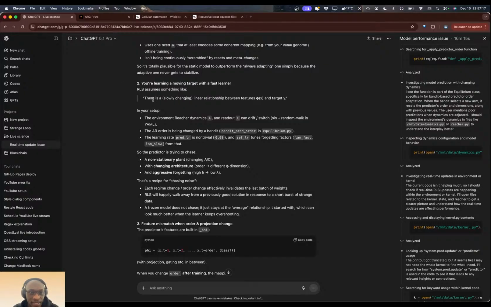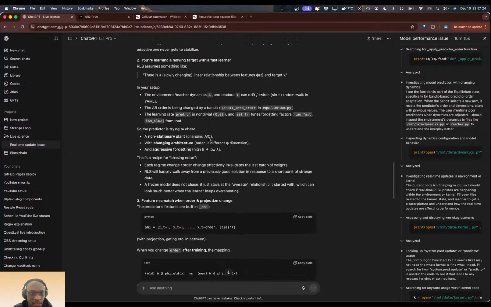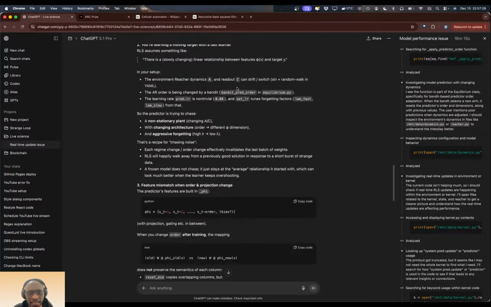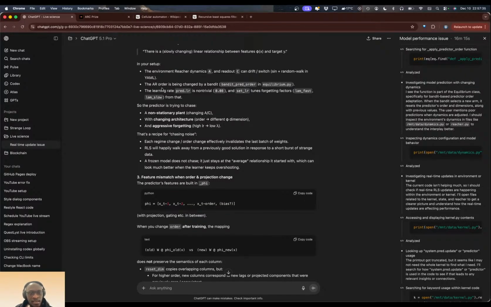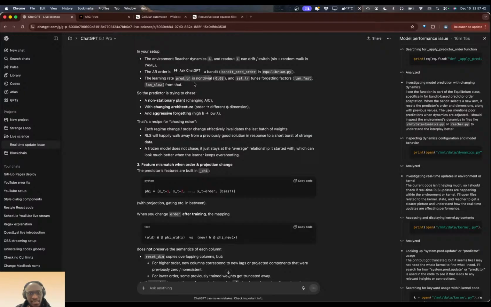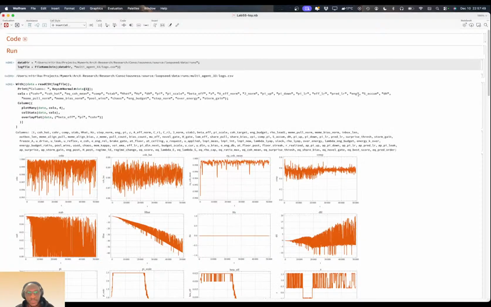Let's assume something like there's a slowly changing linear relationship between features phi x and target y. In your setup, the environment reacher dynamics A and readout C can drift, switch, sinusoidal random walks in YAML, and the AR order is being changed by bandit. The learning rate is non-trivial. Well, I changed this.